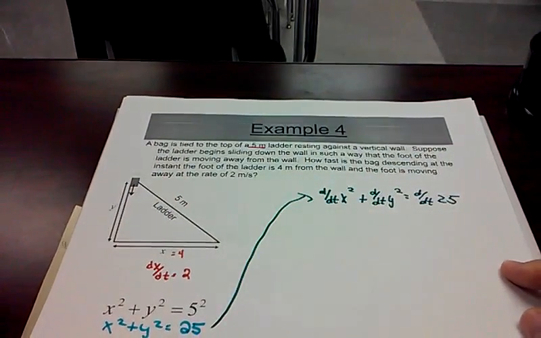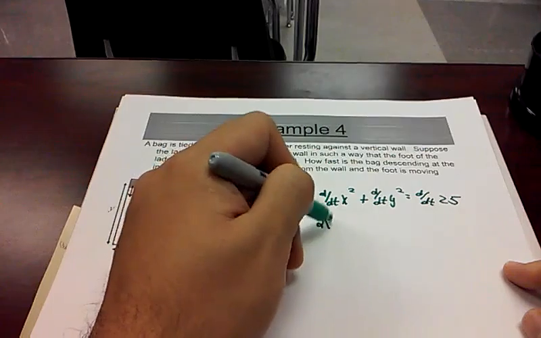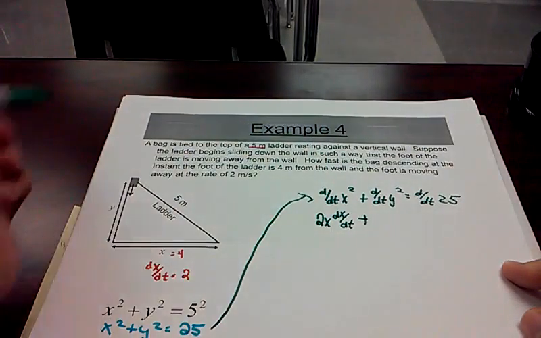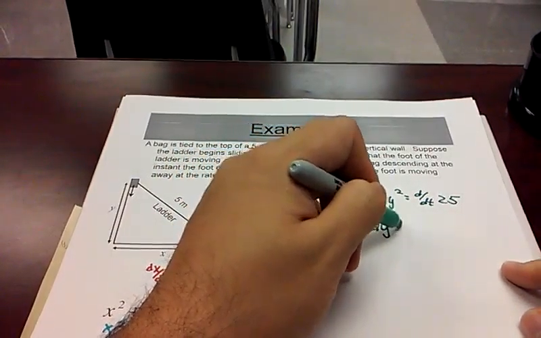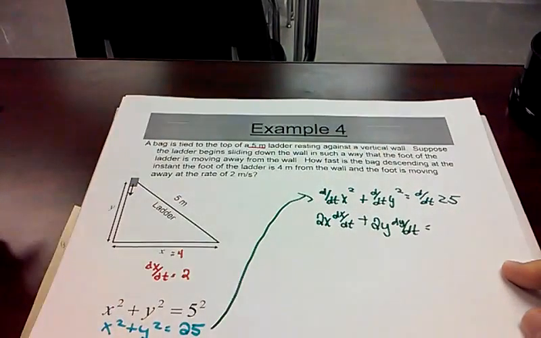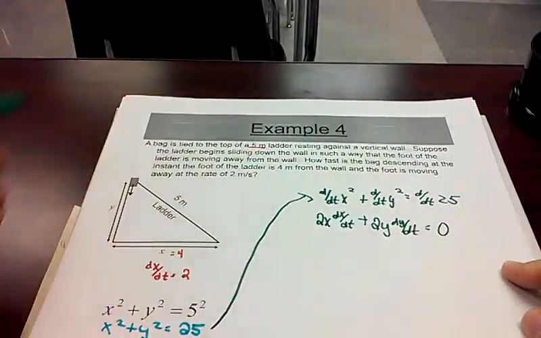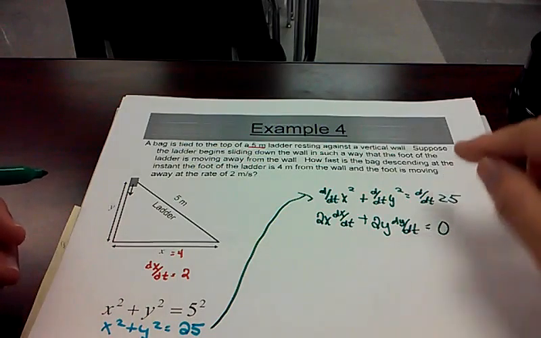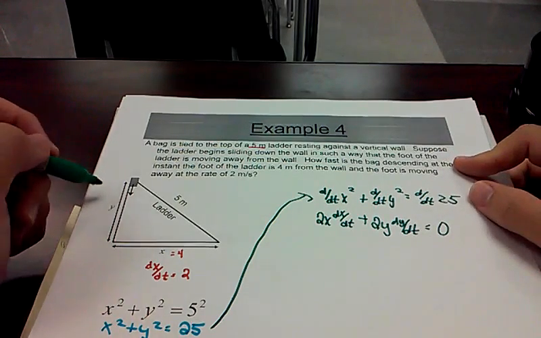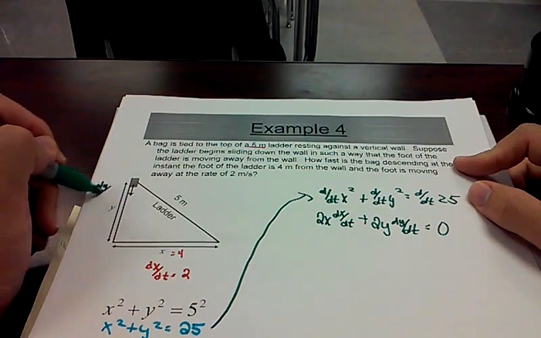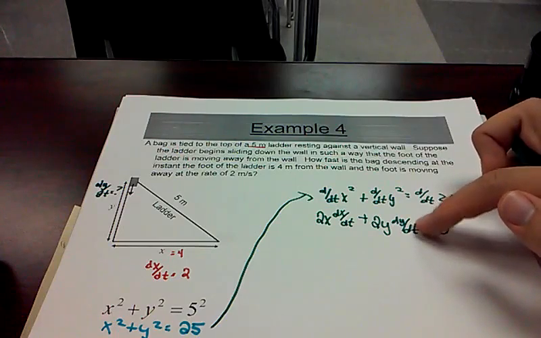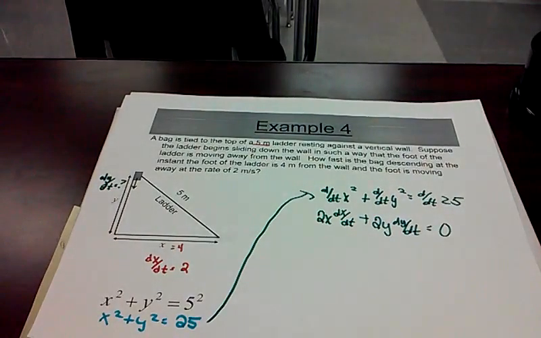Well, the derivative of x squared with respect to time would be 2x dx over dt. The derivative of y squared with respect to time would be 2y dy dt. And you know the derivative of any constant is simply 0. All right, let's plug in what we know. Well, before we do that, we want to actually find how fast is the bag descending. So it wants to find the value of dy over dt. So in other words, I want this by itself, so I'm going to move everything else to the other side.